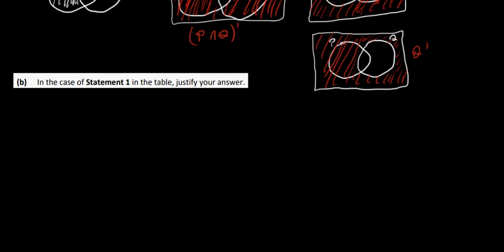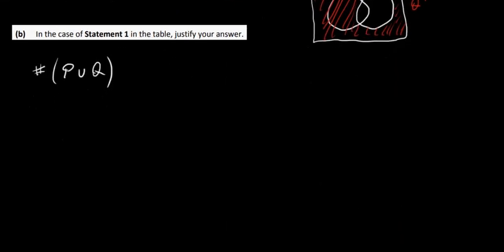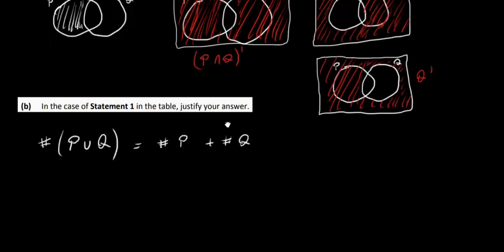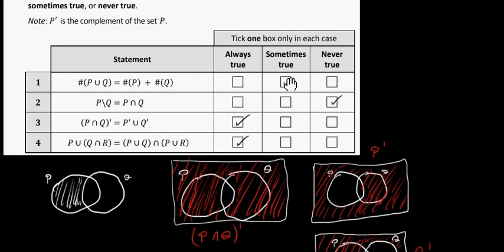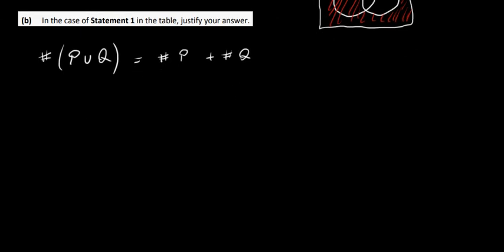So the cardinal number of P union Q is equal to the cardinal number of P plus the cardinal number of Q. And what I set up here in the table is that this is sometimes true. So sometimes it's true, sometimes it's not. So let's just justify that.